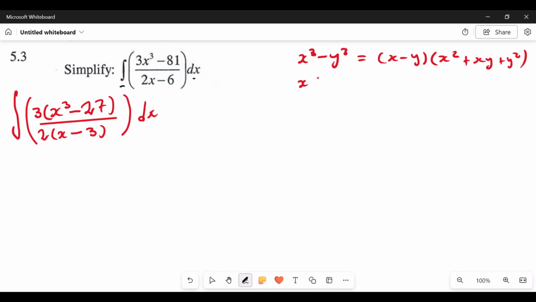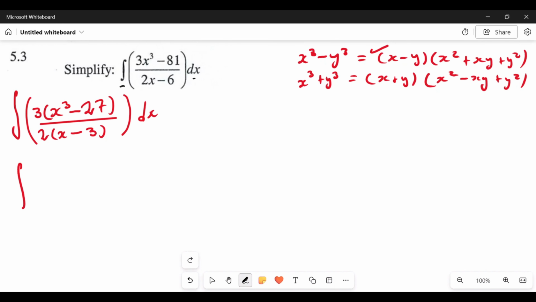When there is a positive between the two terms, this is how you do it. It's going to be x plus y, and then we want to have x squared minus xy plus y squared. This here, guys, is what you call the sum and the difference of two cubes. So the one that we have here, guys, is this one here, because we have x cubed minus 27. All right, so let's simplify it further.